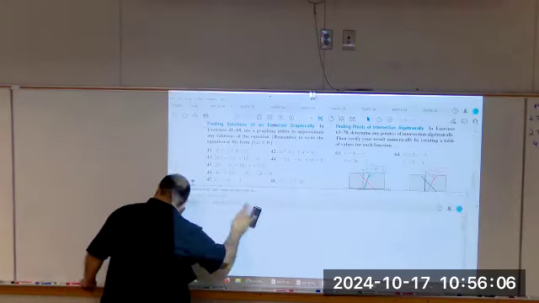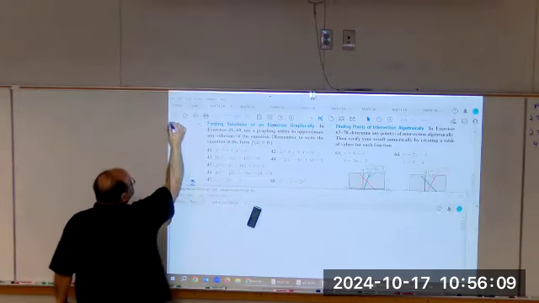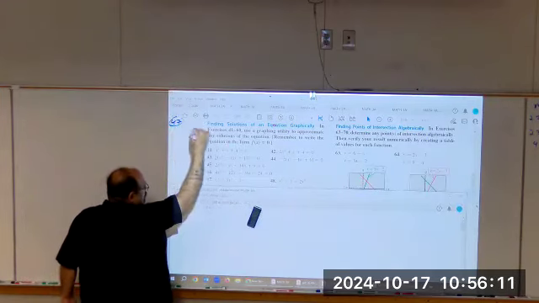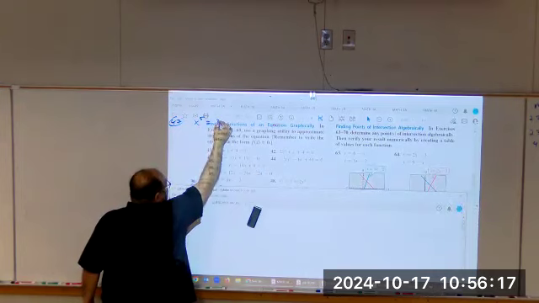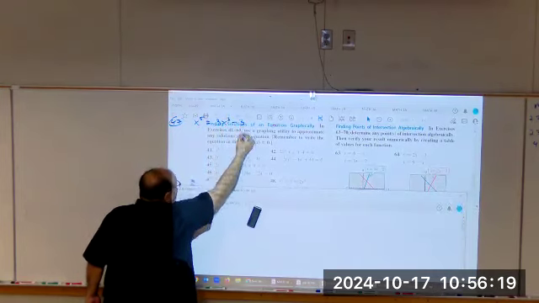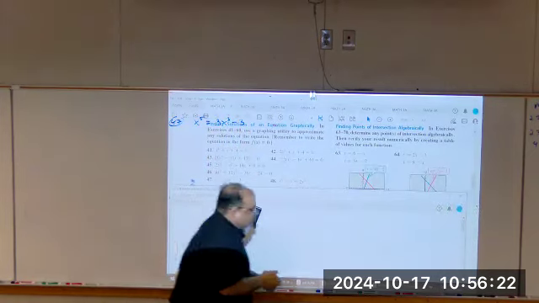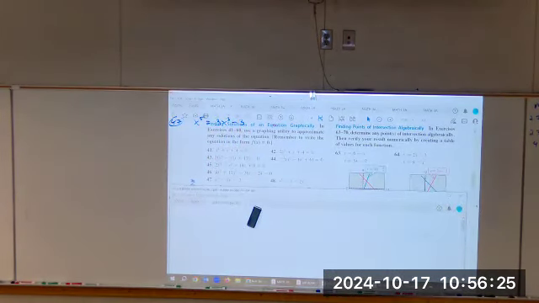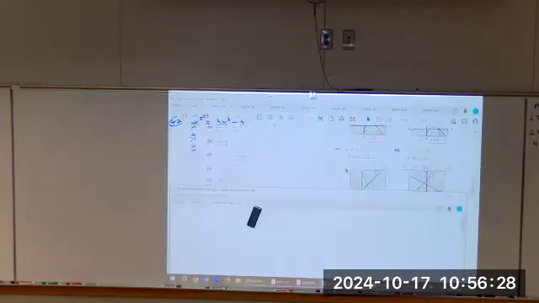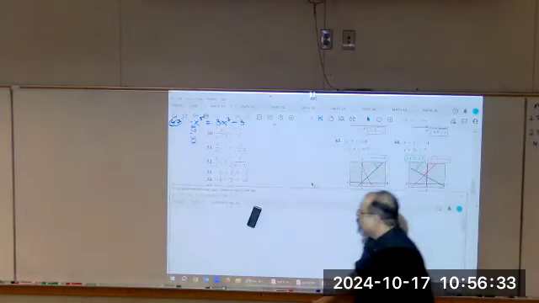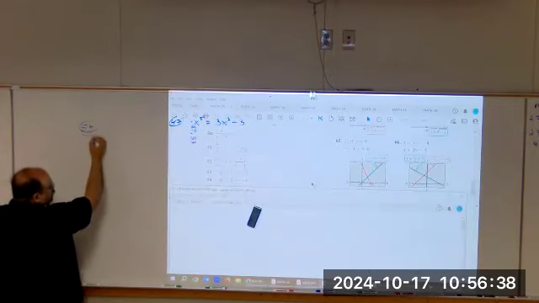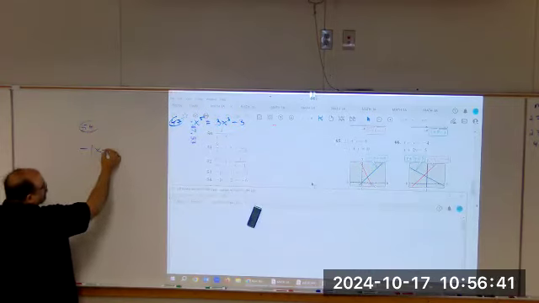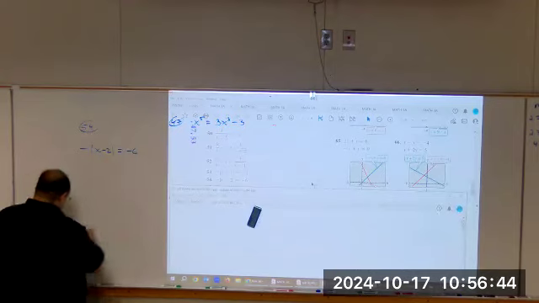47. X to the fifth equals 3x to the third minus 3. And then we're going to do 54 because I want to make sure you know how to enter in an absolute value. So 54, I'll put over here on the side. Negative absolute value of x minus 2 equals negative 6.